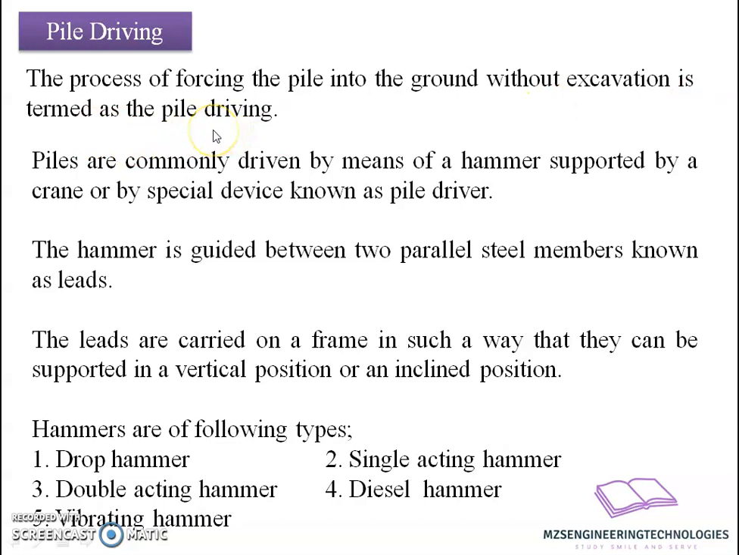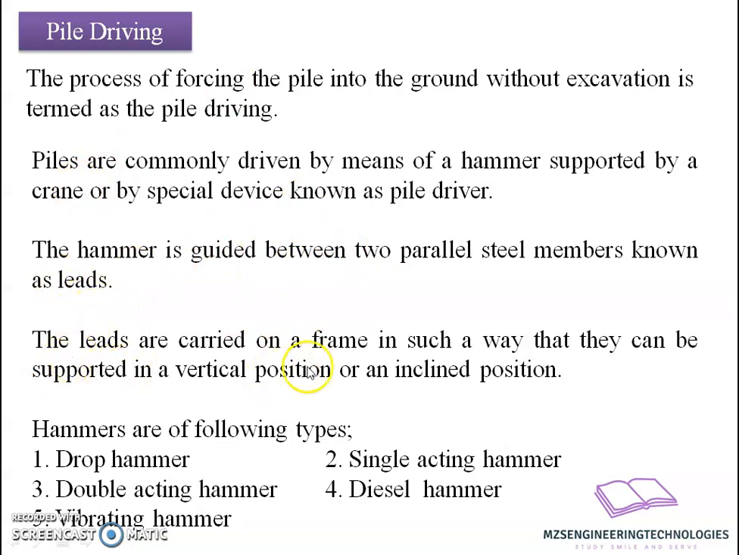In this pile driving, there is a certain mechanism where we will put the pile vertically over the ground and then apply force on it. This force may be applied with various mechanisms, and that mechanism has to be mounted on a particular automobile or a particular set. That set is called a pile driver. So piles are commonly driven by means of a hammer supported by a crane or by a special rig known as a pile driver. This hammer is guided by two vertical members so that it can run on a predefined track, and it will not have any overburden on the surface of the pile. Those members are called the leads.